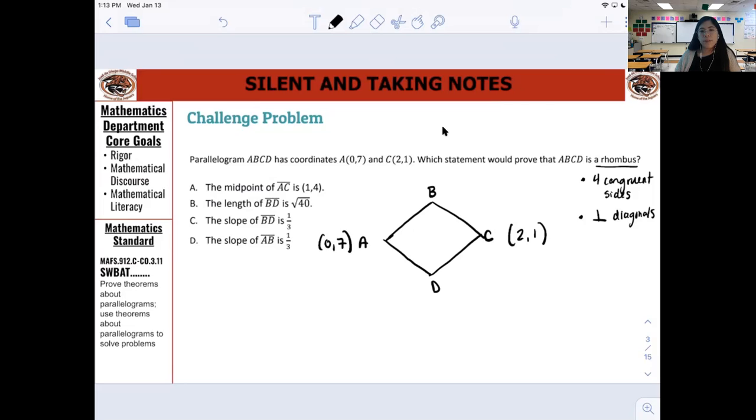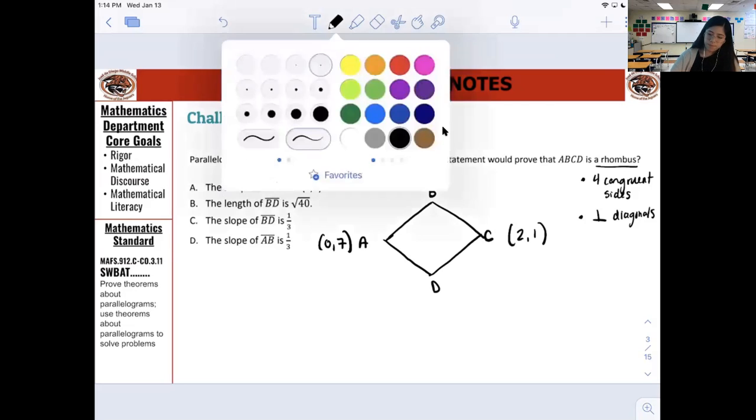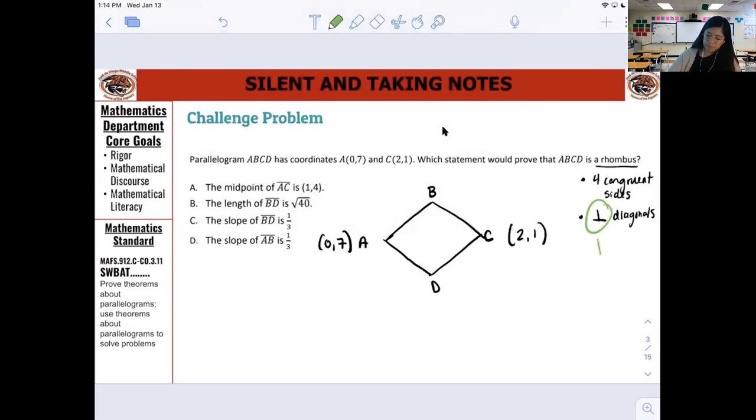Well, what do we know about this? What did I just write down? What are the 2 things I know about rhombuses? They have 4 congruent sides and perpendicular diagonals. Okay. What does slope have to do with one of those things? Oh, it has to do with perpendicular diagonals, because we can find the slope and see if they're opposite reciprocals.